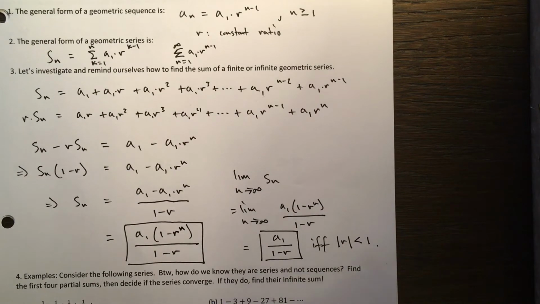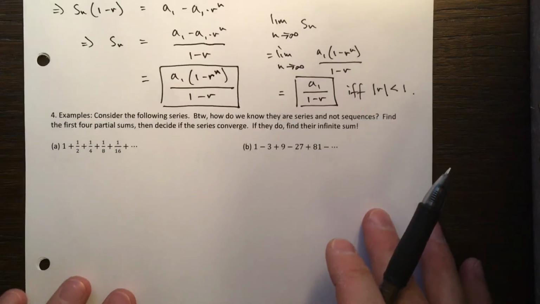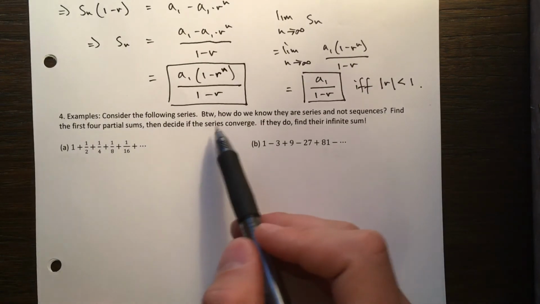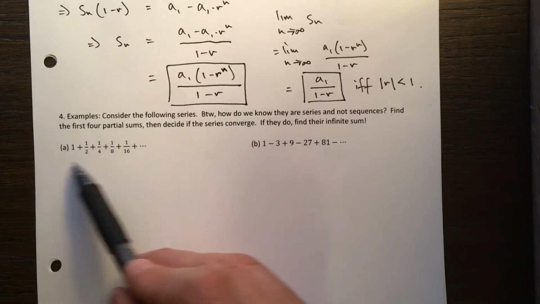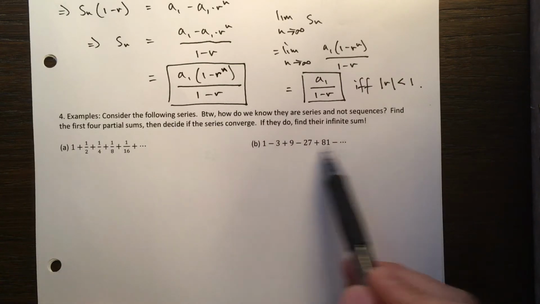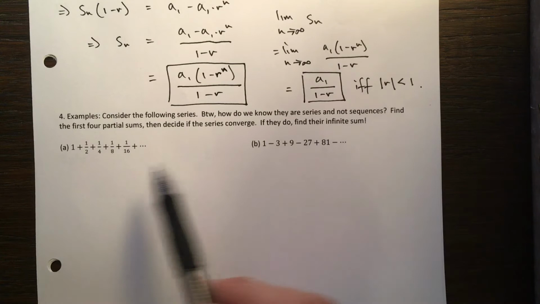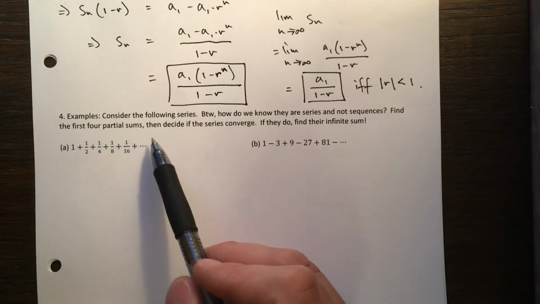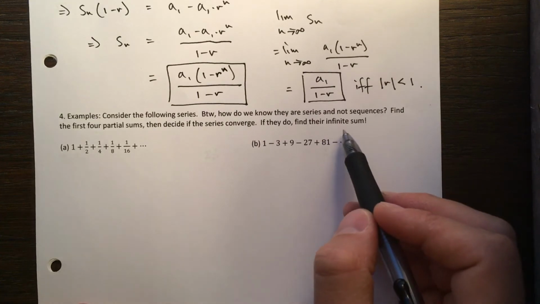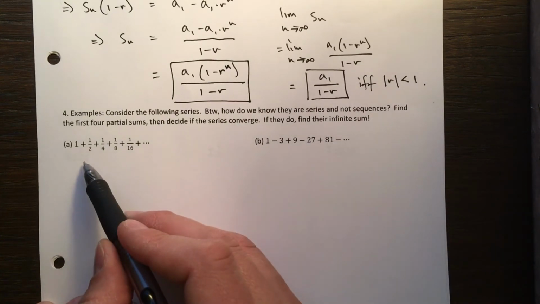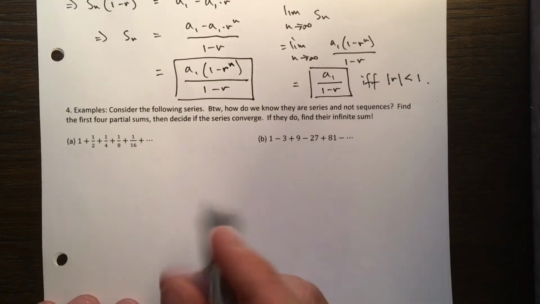So let's look at these two geometric series right here. It says, how do we know they are series and not sequences? Well, because there's plus signs. This is a sum. This is a sum with some negatives as well. Find the first 4 partial sums, then decide if the series converge. If they do, find their infinite sum. So I'm just going to look at this example and let you do this one.